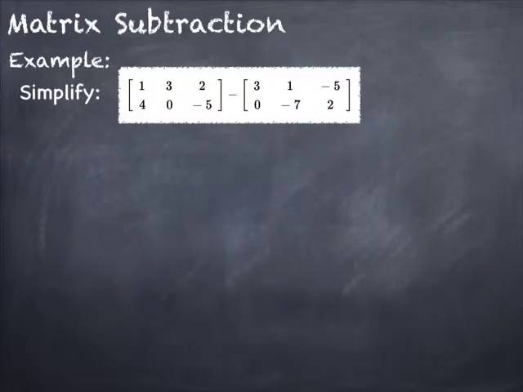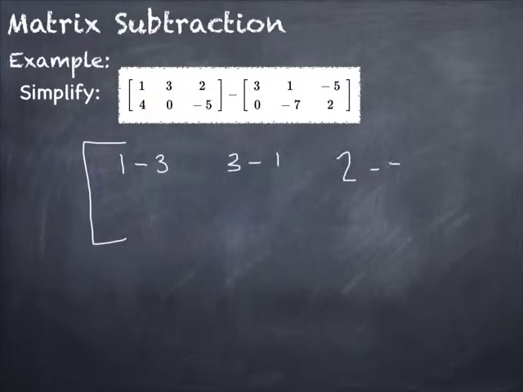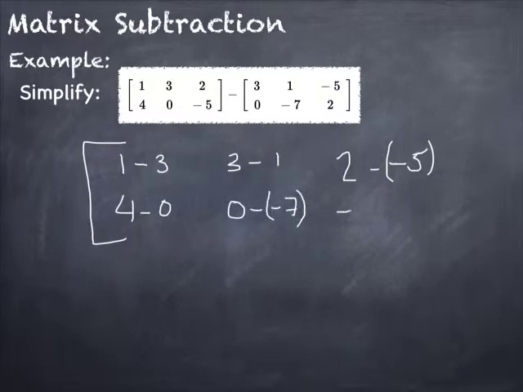Subtraction's very similar. This time I'm going to subtract the corresponding elements. So this time I've got 1 minus 3, 3 minus 1, 2 minus negative 5, 4 minus 0, 0 minus negative 7, and negative 5 minus 2.